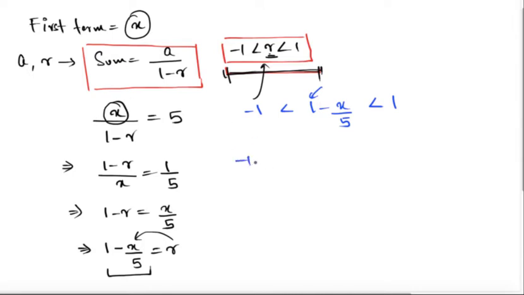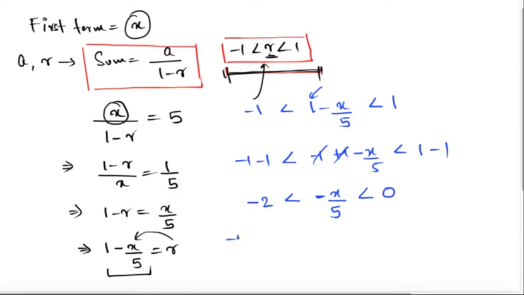Negative 1 minus 1, less than 1 minus x upon 5 minus 1, less than 1 minus 1. So I'm subtracting 1 from all the three terms present here. So this gives me negative 1 minus 1 is negative 2, less than this, and this cancelled, so I'll have negative x upon 5, less than 1 minus 1, 0. Now since we have a negative value here, I need to multiply throughout by negative 1, and we know that if we multiply by a negative in the inequality, the sign of inequality reverses.